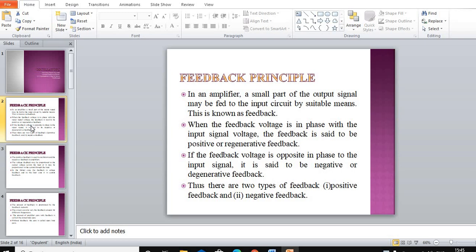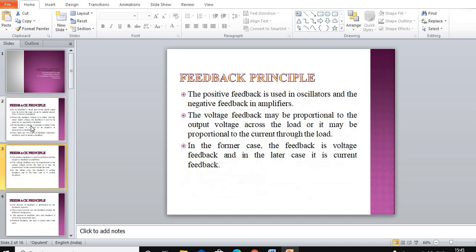When the feedback voltage is in phase with the input voltage, the feedback is said to be positive or regenerative feedback. If the feedback voltage is opposite in phase to the input signal, it is said to be negative or degenerative feedback. Thus, there are two types of feedback: positive feedback and negative feedback. The positive feedback is used in oscillators and the negative feedback in amplifiers.